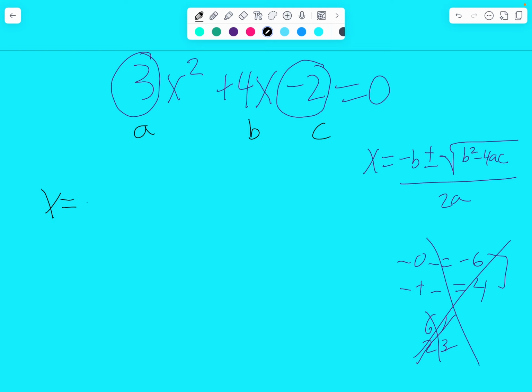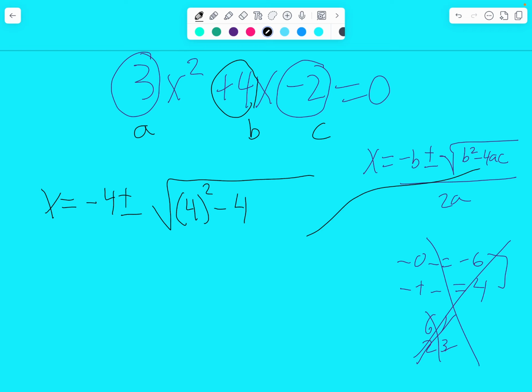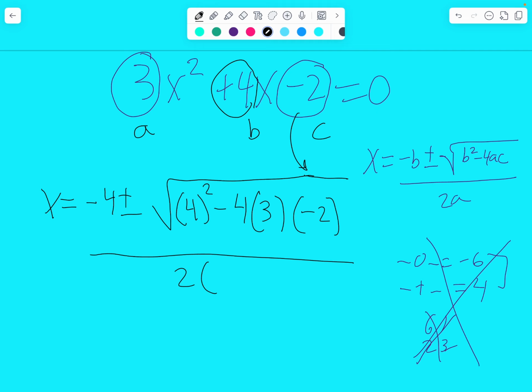x is equal to negative 4 plus or minus the square root of b squared. So 4 squared. I just put it in parentheses because I want to make that crystal clear. Minus 4. That 4 came from there, okay? Times a. What's a, you guys? 3. What's c, you guys? Negative 2. All over 2 times 3.